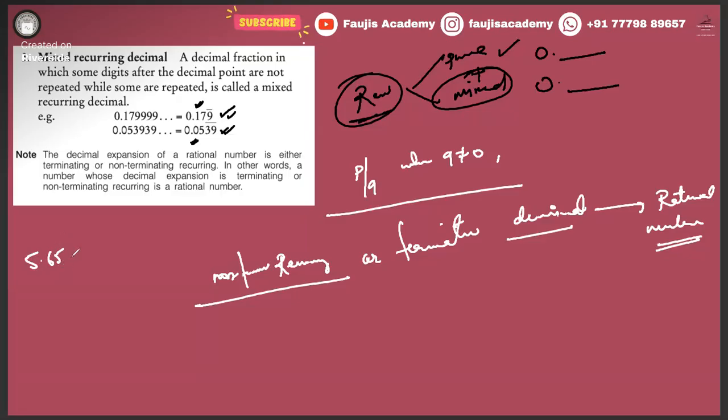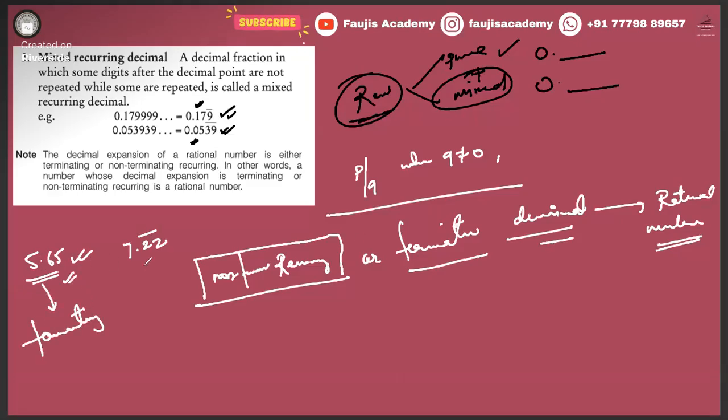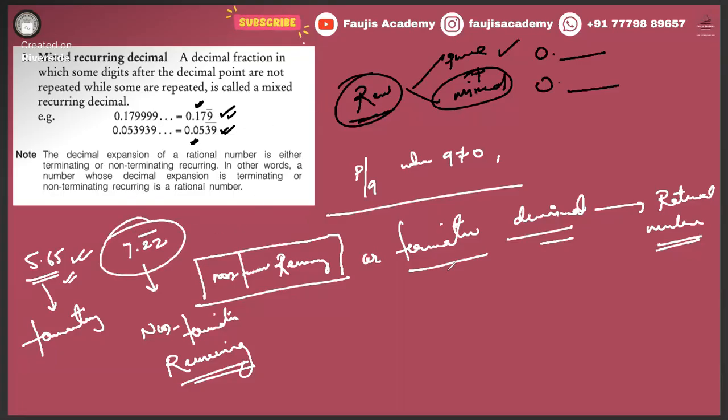Yes, sir. It's a rational number. Why? Because it is terminating. If I ask you about 7.22 bar, is it a rational number? They have asked over here: non-terminating recurring, or terminating decimal. This is not terminating, it's non-terminating, recurring, isn't it? Yes, sir. So is it a rational number or irrational number? Rational number. Okay.